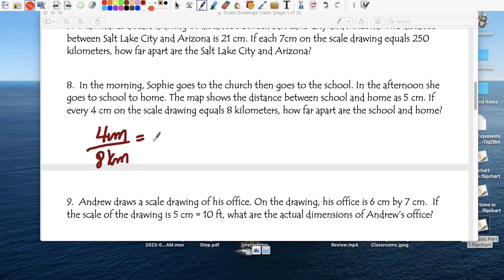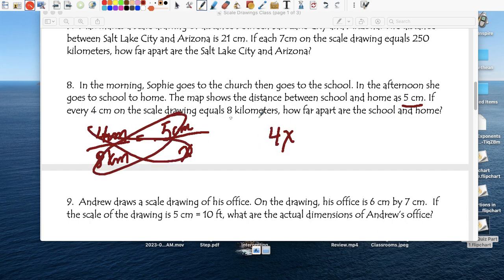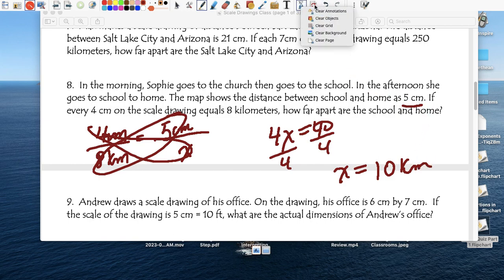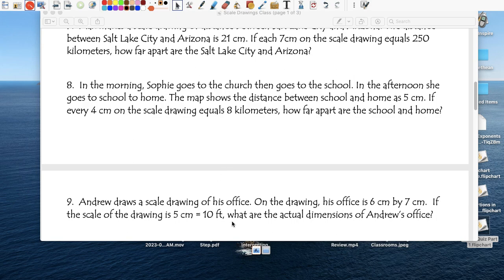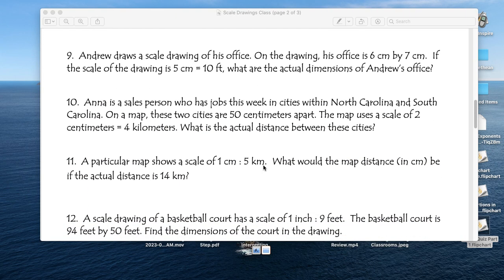So, hang on a second. The scale is 4 centimeters to 8 kilometers. So the map says that 5 centimeters is the distance between home and school. So in real life, how much would that be? That's what I'm looking for. How many kilometers? So x, 4x, cross multiply the other two, we get 40 divided by 4. So in real life, it's 10 kilometers. It's pretty far for a walk. I hope she needs the exercise.